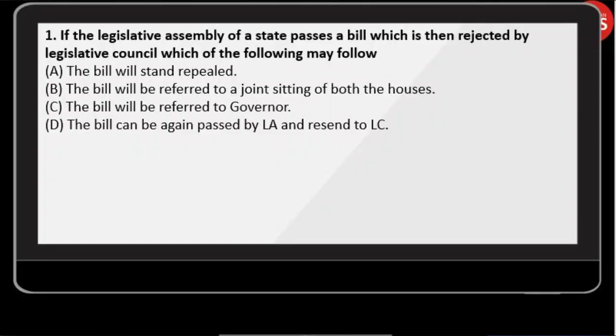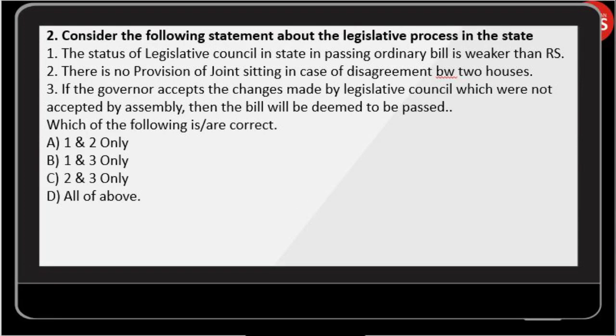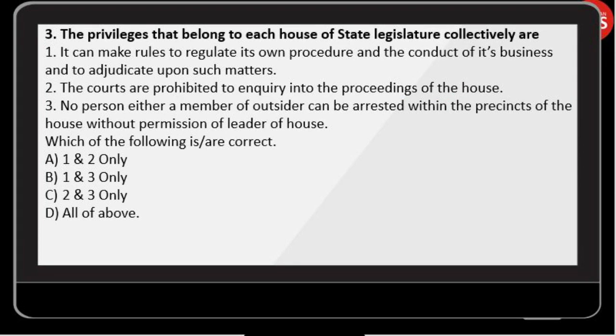Now we are moving to discuss, rather you have to attempt these MCQs. So this is the first MCQ, second MCQ, third MCQ, and fourth MCQ. So these are the 4 MCQs that I expect you to attempt.